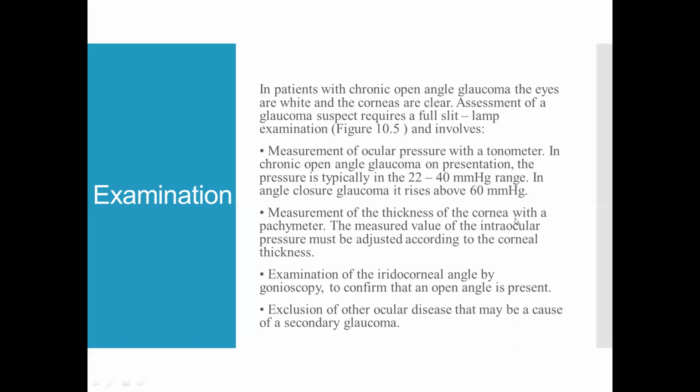Then measurement of the thickness of the cornea with a pachymeter, and the measured value of the intraocular pressure must be adjusted according to the corneal thickness. So the corneal thickness also affects the intraocular pressure, and you need to measure it. Then examination of the iridocorneal angle by gonioscopy, to confirm that an open angle is present. Then exclusion of other ocular diseases that may be a cause of secondary glaucoma, such as trauma. If there is any other eye condition, you need to rule those out.